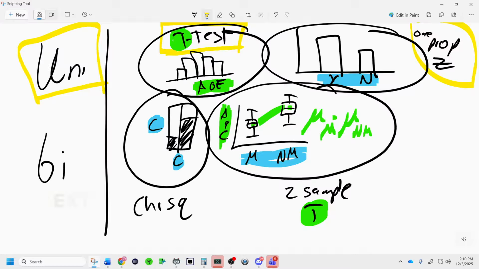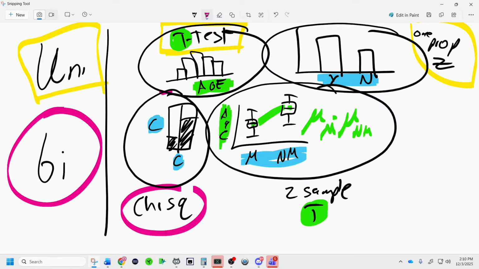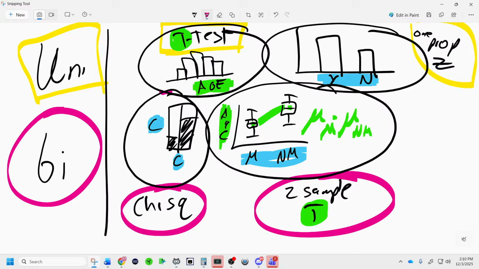The t-test and the one proportion, because you're just testing someone's age, or you're just testing if someone owns a pet. Like this could be own a pet. And then the bivariate tests down here have two variables. So they have two things. I guess I'll circle the chi-squared and the two-sample t, because you're comparing.